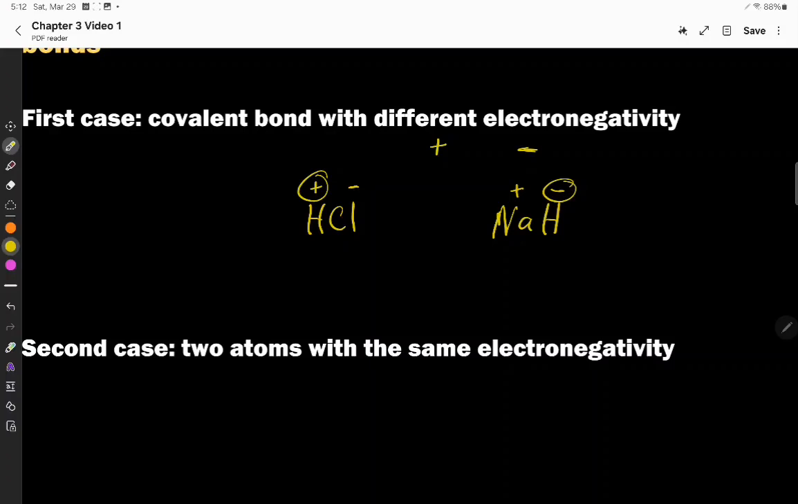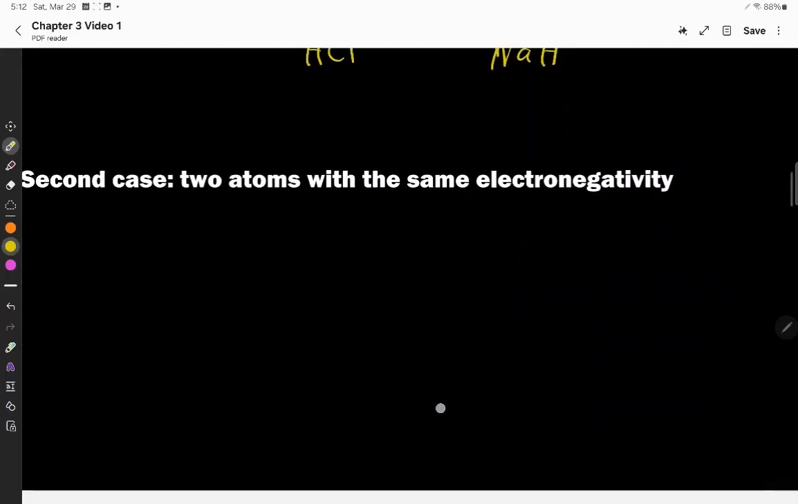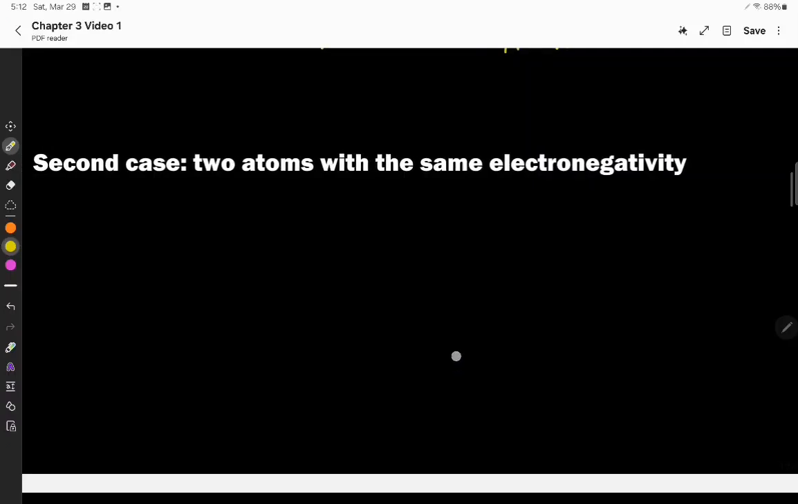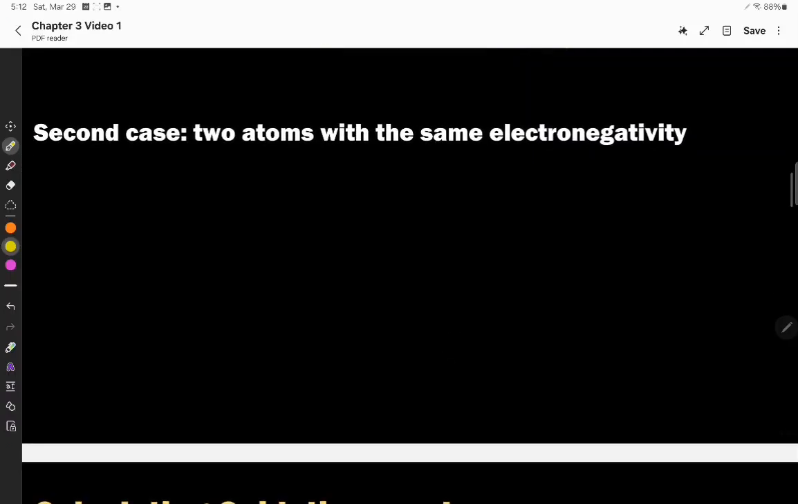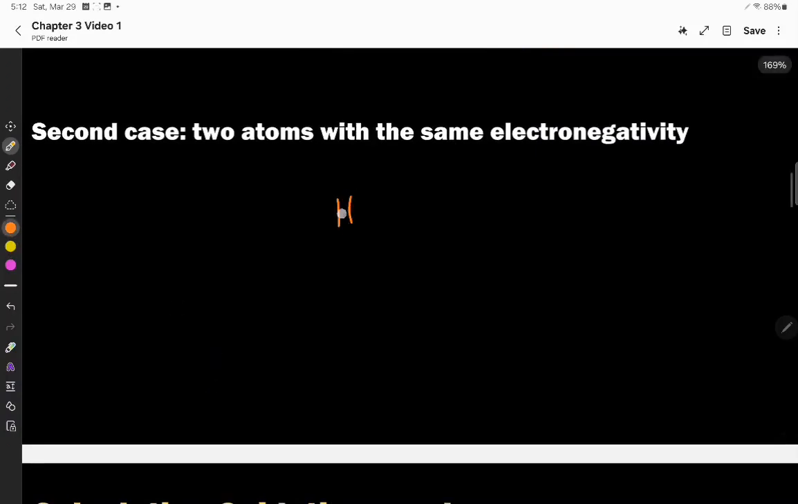The same element can be positive or negative according to the element it combines with. Let's see the second case, if we have atoms or molecules which have the same electronegativity. For example, hydrogen has one valence electron, and hydrogen has one valence electron, the same electronegativity. When they combine, they will share electrons. No one can attract the electrons towards it, away from the other.